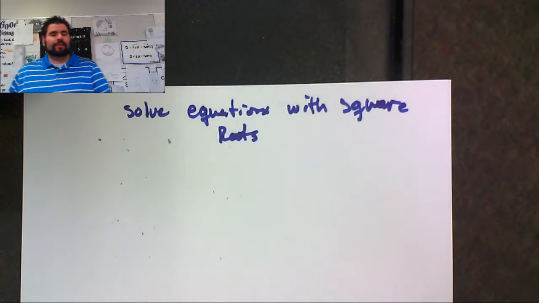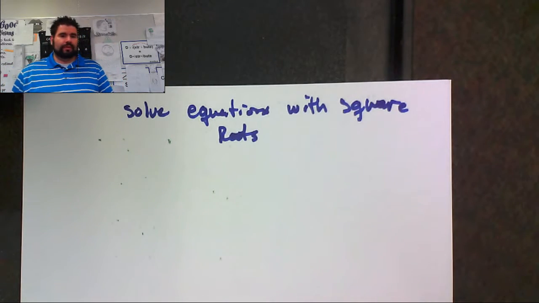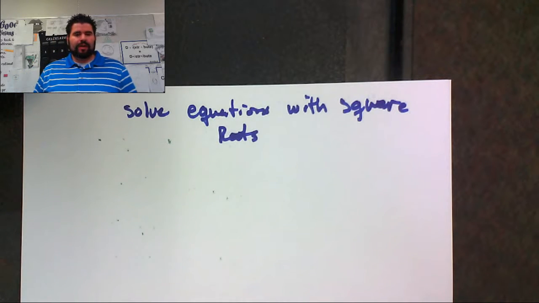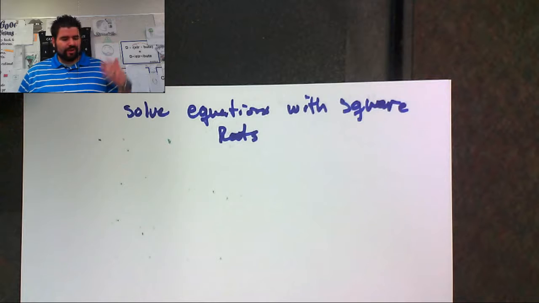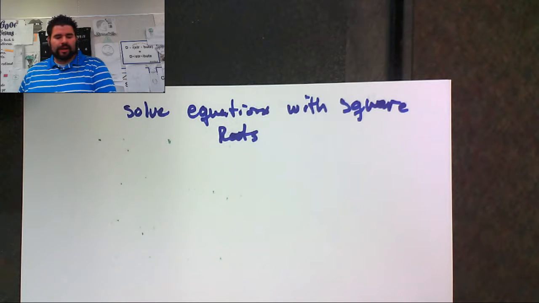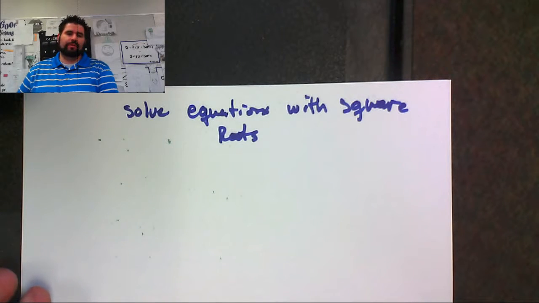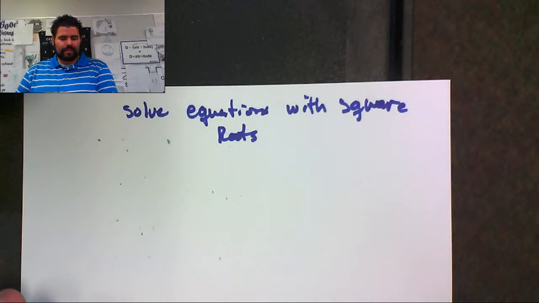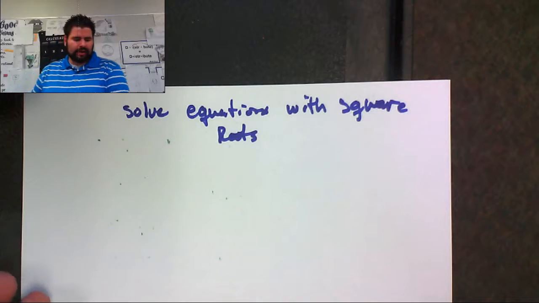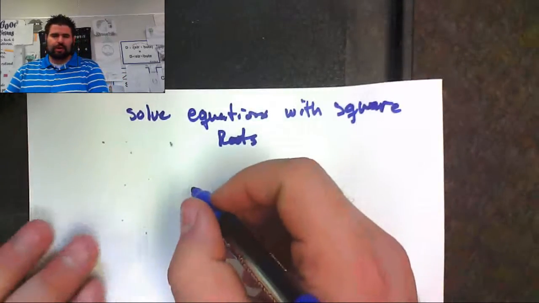So we're going to talk about solving equations with square roots. Typically, these equations are single variable equations. A lot of times they're quadratics, and in order to isolate the variable, you have to square root either side or both sides. I just wanted to go over a couple examples. They're pretty straightforward. The first one, we'll start small.